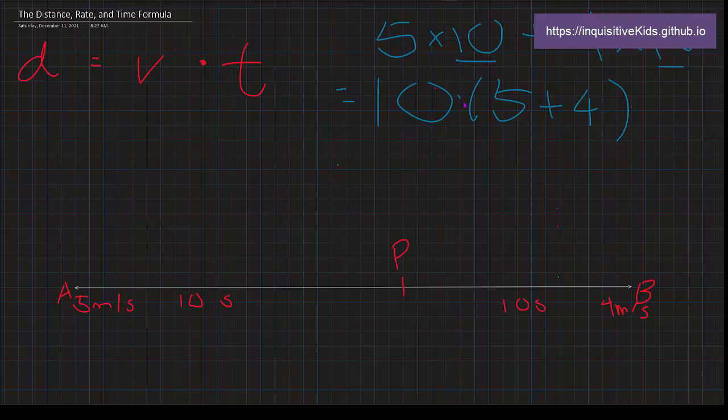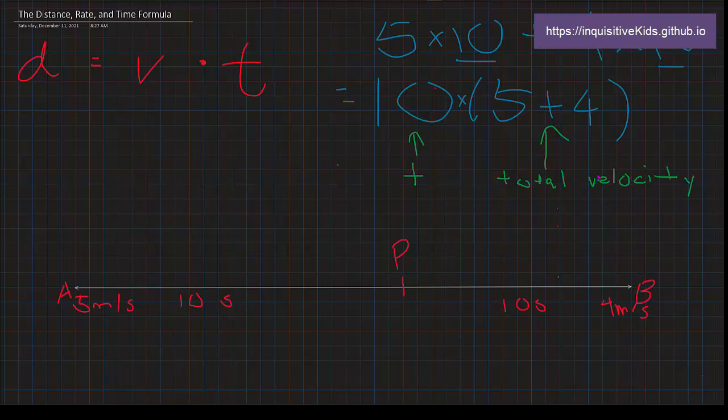So what do you see over here? So we do know that 10 is the time, right? We know that that's the time. And what's 5 plus 4? 5 plus 4 is their speeds added up. Can this mean something? I'll call it total velocity, all right? Total velocity.